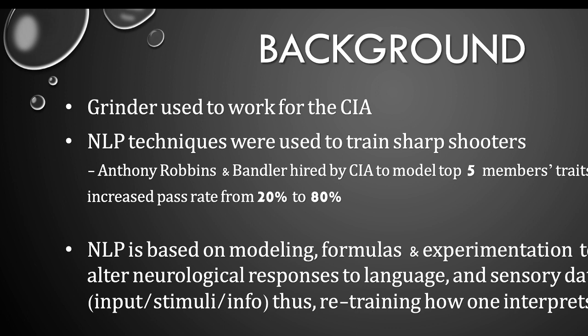Now, the original pass rate used to be 20%, but they came in, they did some models, and they said, look, give us your best 5 sharpshooters. And they modeled their traits, what they think about, what they're visualizing, how they hold their weapon, how they breathe, everything about them. They modeled their best performances, were able to apply it and train the rest of the team. And then they had a pass rate from 20% up to 80%.